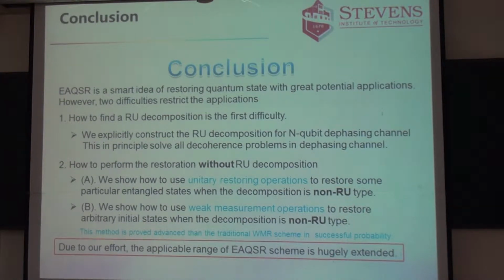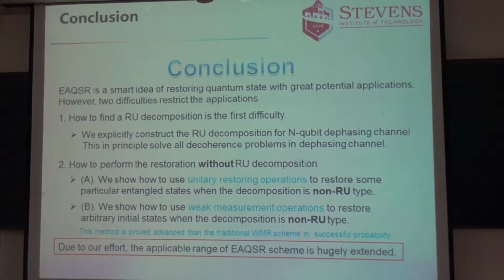That's basically the conclusion. As I said, that's all we have done so far. We extend the one qubit case proposed by Werner to the n qubit, and also we extend the measurement. In the original scheme, they only use standard quantum operation, which, we know, has limitations. If you stick to that scheme, then you can only deal with very limited systems.